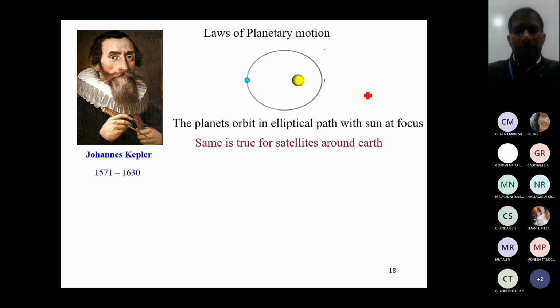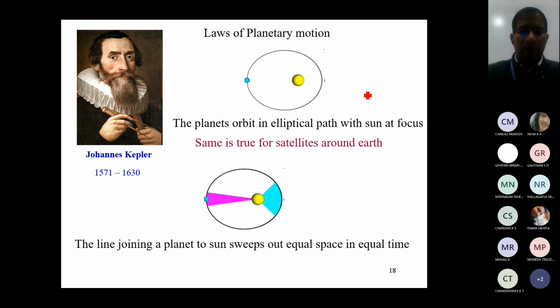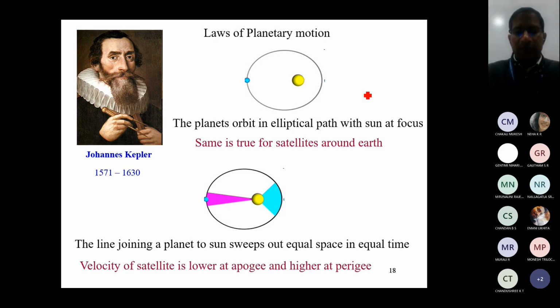He said the planets orbit in an elliptical path with the sun at a focus, which is the same for satellites around the Earth. In the second law, he stated the line joining a planet to the sun sweeps out equal area in equal time. That implies, in other words, that the velocity of the satellite is lower at apogee and higher at perigee.